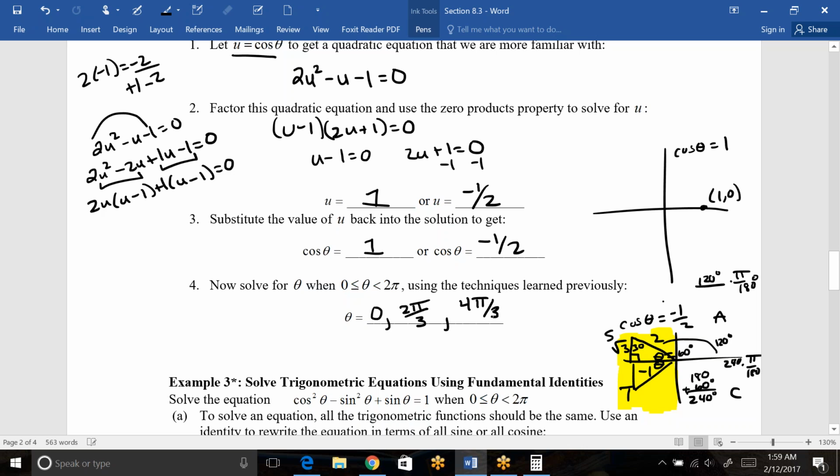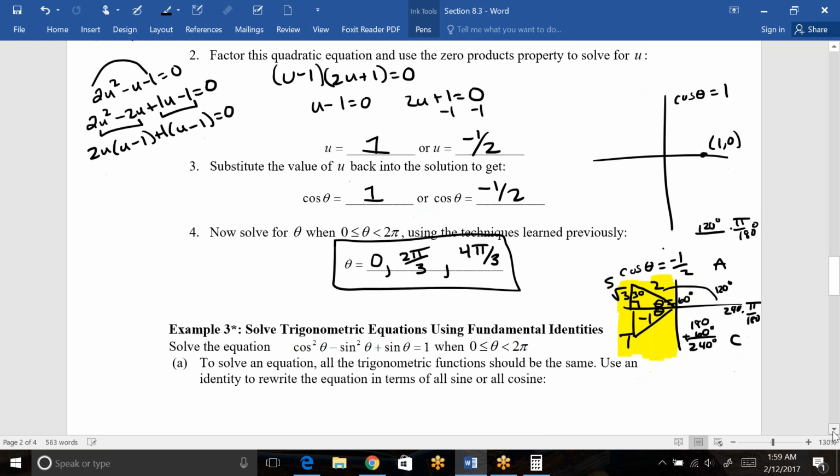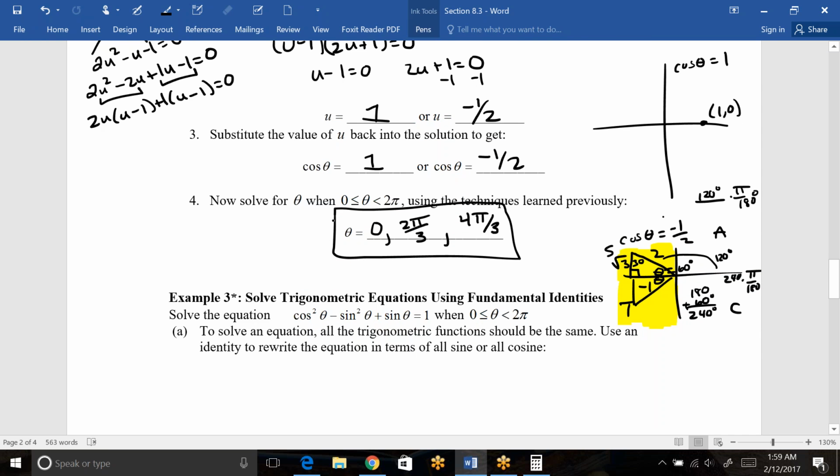You could have just counted that, but that's the nice thing about the triangles. You can always figure things out from them, even if you don't have it memorized. So these are the 3 solutions between 0 and 2 pi. And if this had not been a 1, there possibly could have been 4 solutions, but because cosine theta equals 1, that's very specifically a singular point where that happens.